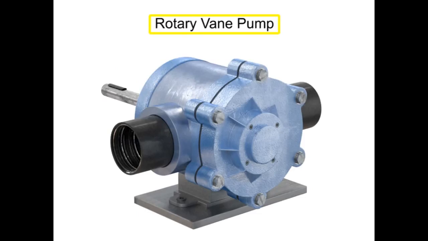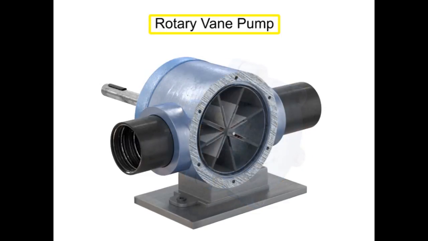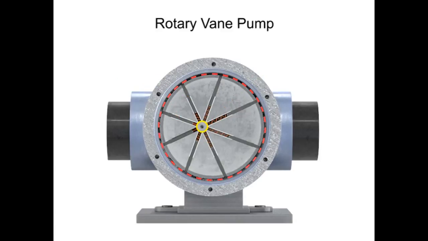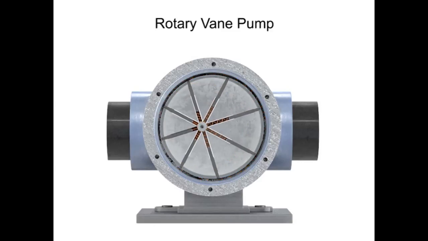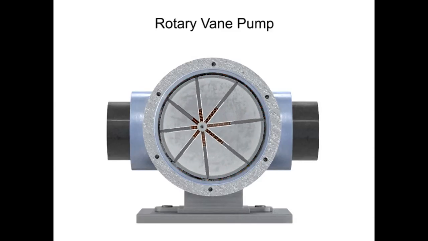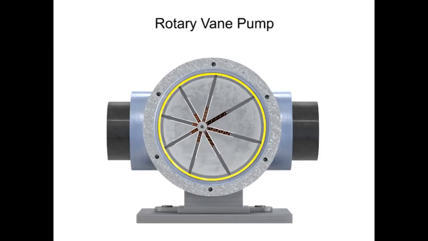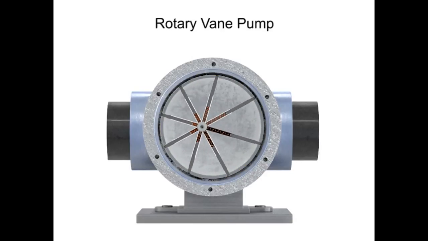A rotary vane pump is a positive displacement pump that consists of vanes mounted to a rotor. The vanes are on an off-center drive shaft. As the shaft rotates, the variable length vanes slide in and out to maintain contact with the pump housing. The tension in the vanes is maintained by either springs or hydraulic pressure.